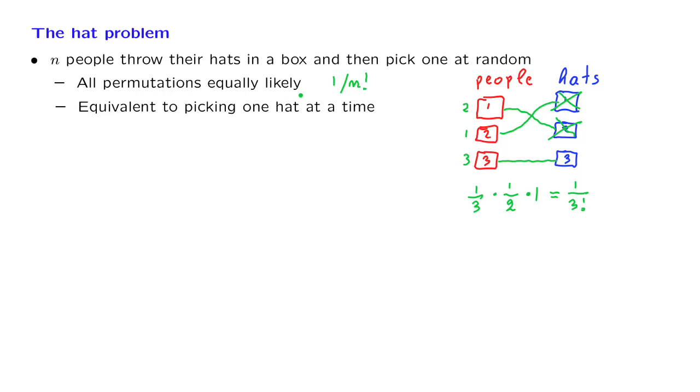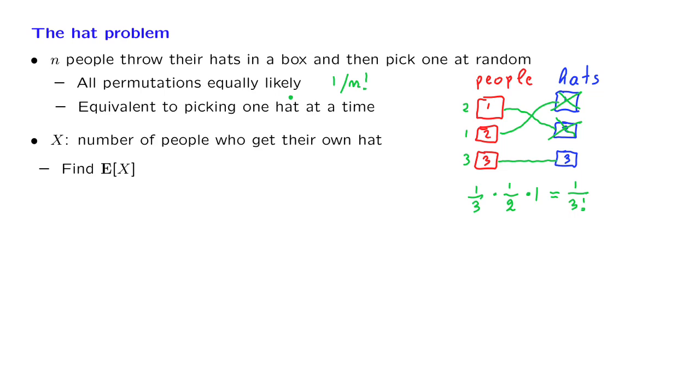Now that we have described our model and our process and the associated probabilities, let us consider the question we want to answer. Let x be the number of people who get their own hat back. For example, for the outcome that we have drawn here, the only person who gets their own hat back is person 3, and so in this case x happens to take the value of 1. What we want to do is to calculate the expected value of the random variable x.